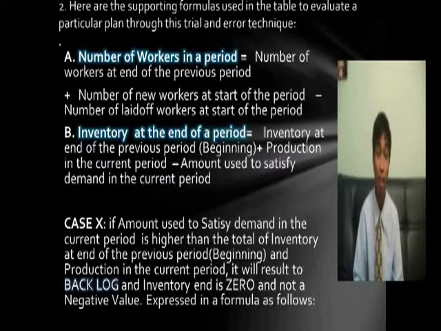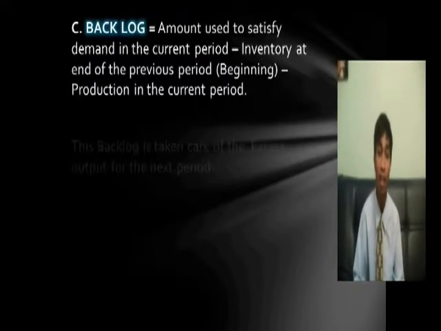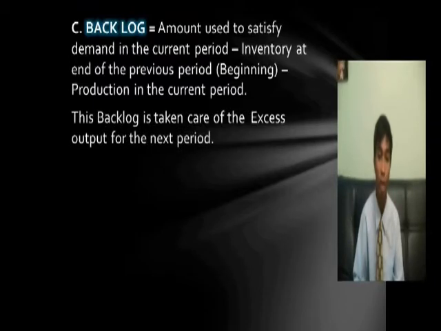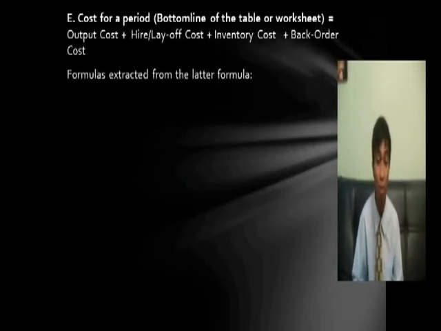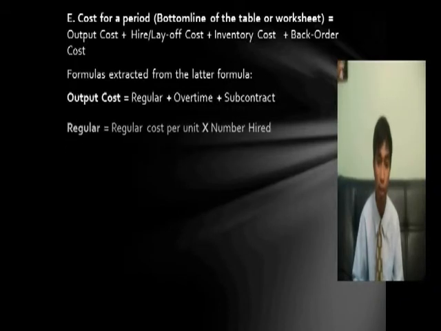In a special case, if the amount used to satisfy demand in the current period is higher than the total of the inventory at the end of the previous period, or the beginning inventory, and the production in the current period, it will result in a backlog, and the ending inventory is 0 and not a negative value. Third, the average inventory for a period. Fourth, the cost for a period, which is the bottom line of the table or the worksheet.